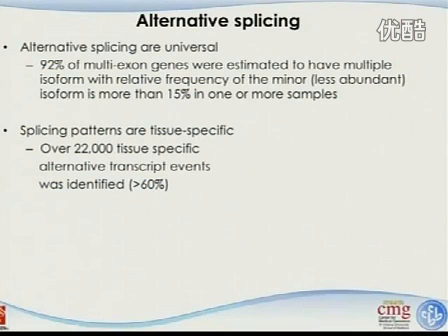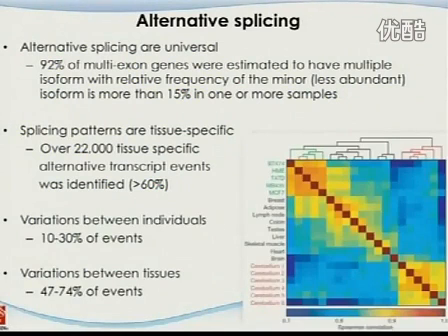And splicing patterns are tissue-specific. This is another conclusion. They found over 22,000 tissue-specific alternative splicing events, so over 60% of alternative splicing events are tissue-specific. What they did is cluster across the different tissues. You can see these are the same tissue from different individuals, and these are all brains, different brain lines. And these are different tissues: breast, fat, lymph nodes, colon, testis, liver, and 10 different tissues in total.